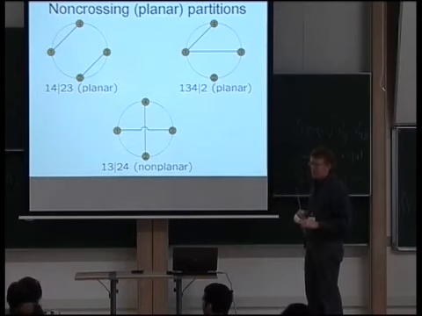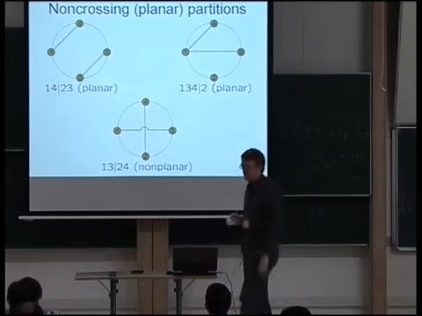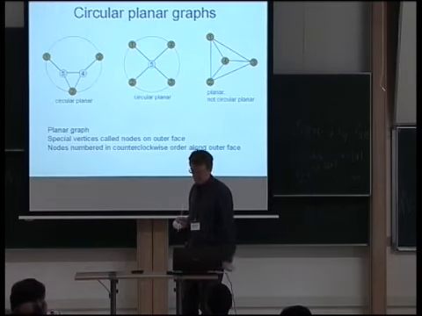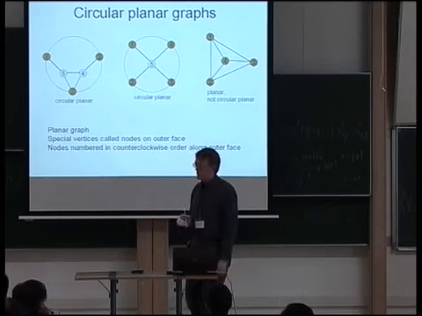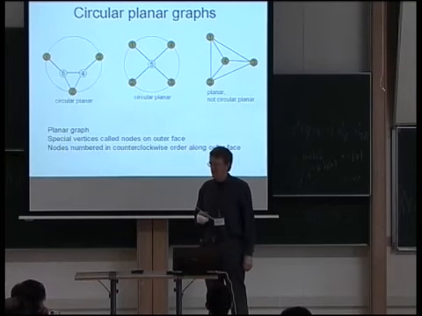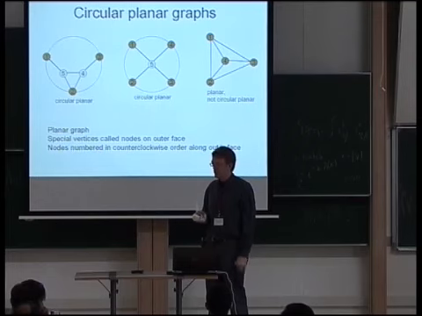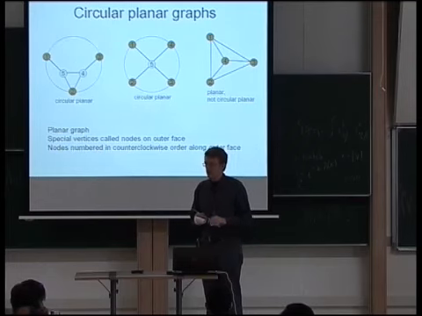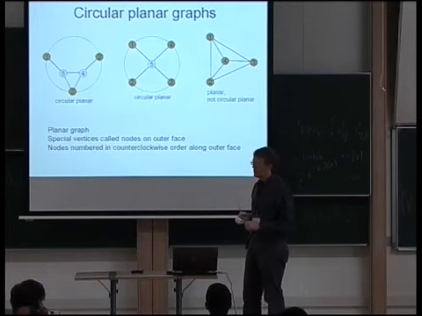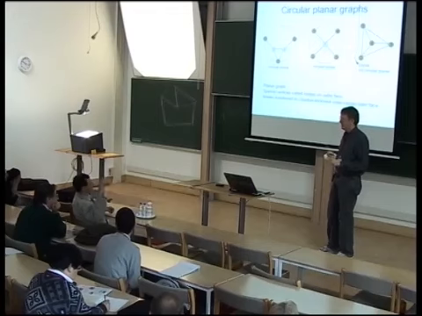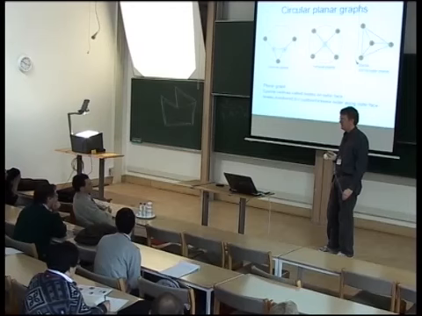What does circular planar really mean? It means that the graph can be embedded in the plane so that, furthermore, it's embedded inside the disk so that all the distinguished vertices have to be on the circle. It's a planar embedding in the disk. Right.